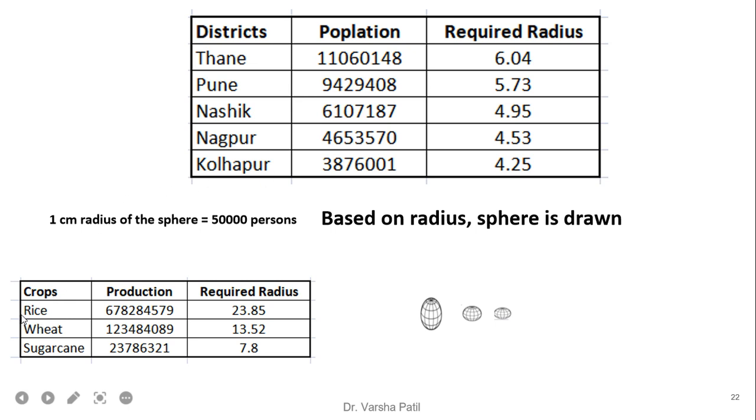Now for example, 3 crops are given: rice, wheat and sugarcane, and their production. Here also we can take 1 centimeter equal to 50,000 as a unit of production, and after that we first take the cube root, multiply by the scale factor, and we get the radii 23, 13 and 7. Compared to the first data, here there is more variation. When we draw the spheres, we get spheres of different radii, and from that we get the idea of how much quantity is there, but if we want to calibrate it again at a different level, we can't do that.